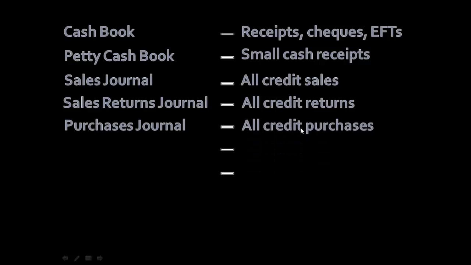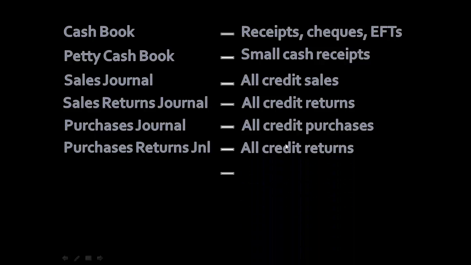Then we also get the purchases journal, and just like the sales journal, a purchases journal records all credit purchases. Again, no cash is involved in these transactions. Then the purchases returns journal, just like the sales returns journal, records all credit purchase returns. So that means if we buy something on credit, it's processed in the purchases journal. But when we return items that we are unsatisfied with, then we process it in the purchases returns journal.